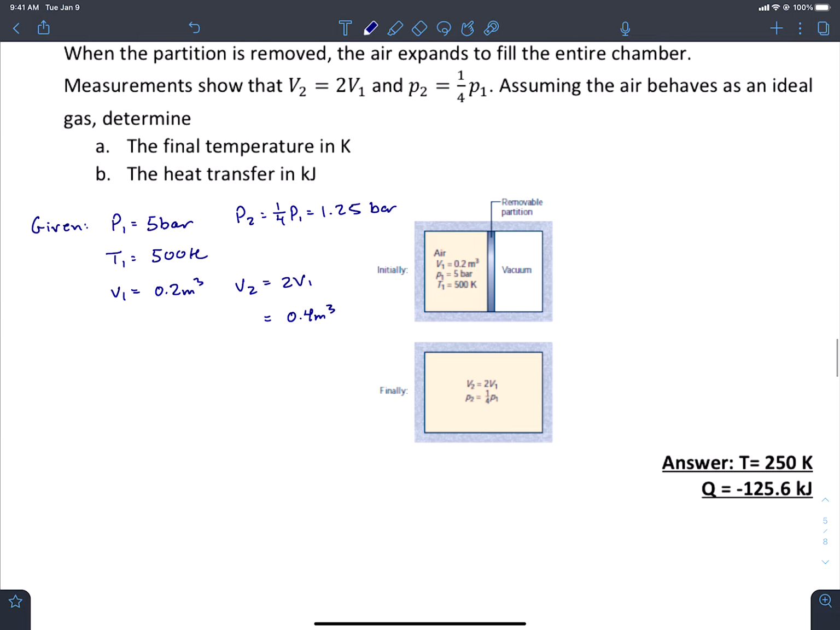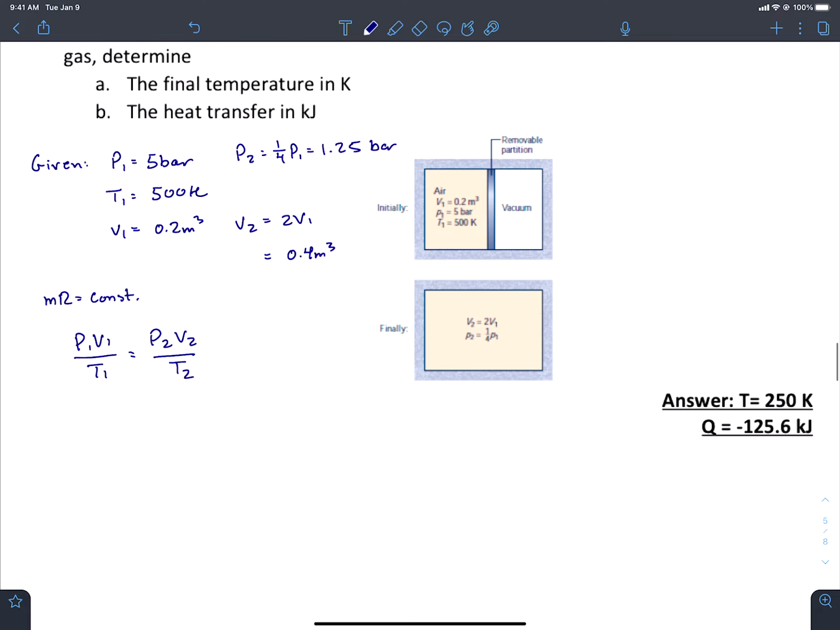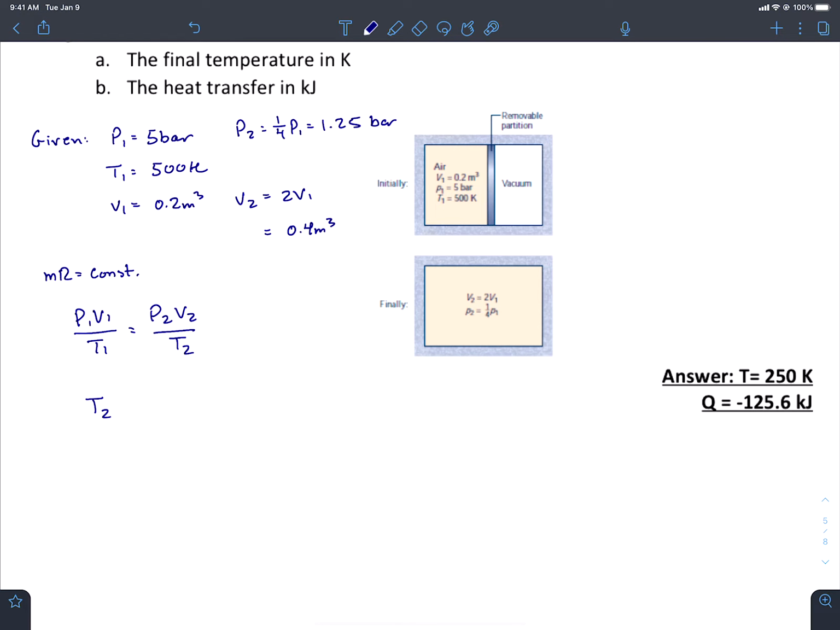Okay, so one thing that we do know, m R is constant. So we start with air, we end with air. Air is always air, it's constant. There's no dilution, it's always a homogeneous mixture. So what we can say with that is P1 V1 over T1 equals P2 V2 over T2. And therefore, solving for T2, we get P2 V2 times T1 over P1 V1.